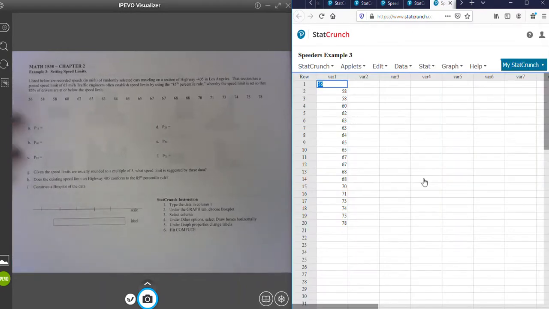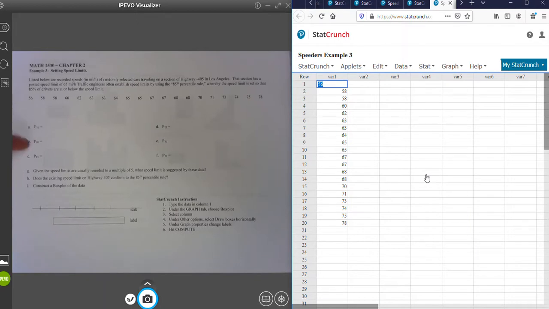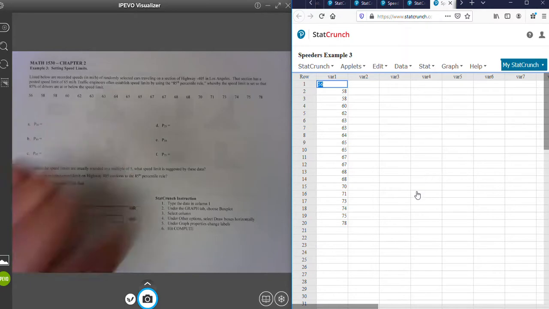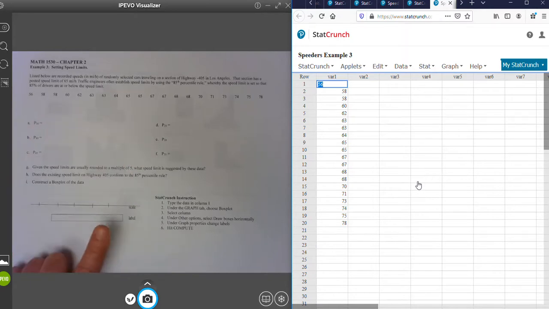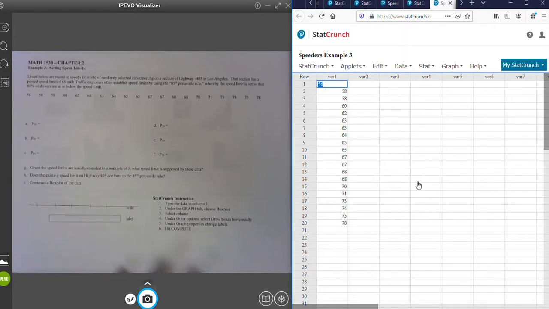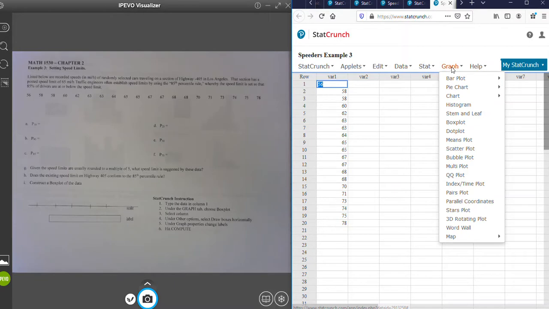So we're going to try to find these different percentiles. So we're looking for percentile 10 or P10, P90, which is percentile 90, and all these other values. And then we're going to look at a box plot. So this is how we do it in StatCrunch. We go to Graph, and we're going to go down to box plot.